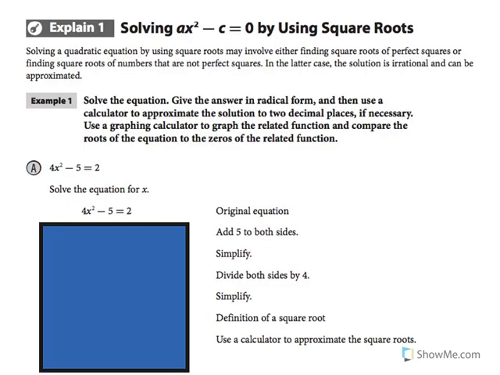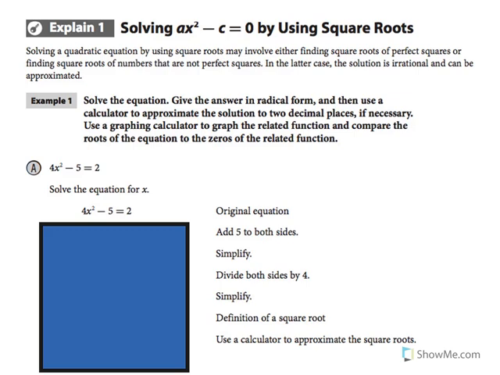Okay, so solving ax squared minus c equals 0 by using the square root. Solving a quadratic equation by using square root may involve either finding square roots of perfect squares or finding square roots of numbers that are not perfect squares. In the latter case, the solution is irrational and can be approximated.